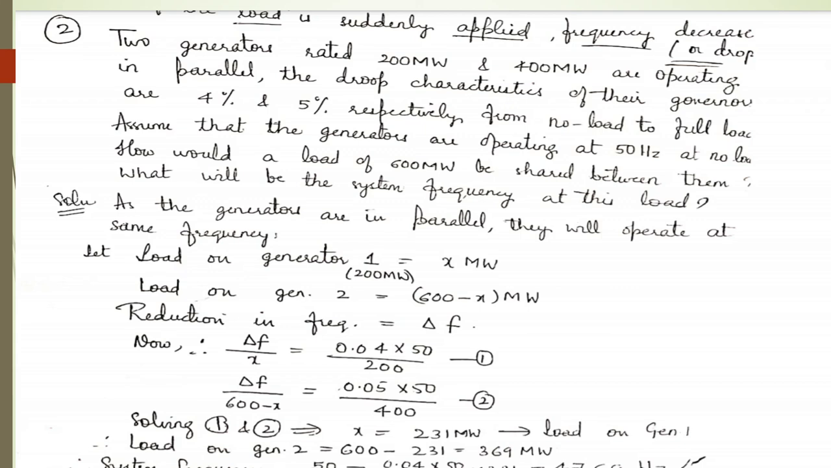As the generators are in parallel, they will operate at the same frequency. So let the load on generator 1 be x megawatt and the load on generator 2 be 600 minus x megawatt. So the reduction in speed is delta f. So delta f by x is 0.04 into 50 by 200, and delta f by 600 minus x is 0.05 into 50 by 400. Solving 1 and 2, we get x as 231 megawatt load on generator 1, and load on generator 2 is 600 minus x, that is 369 megawatt.